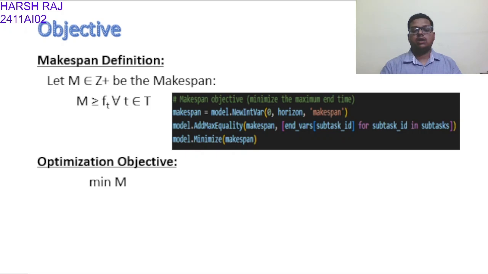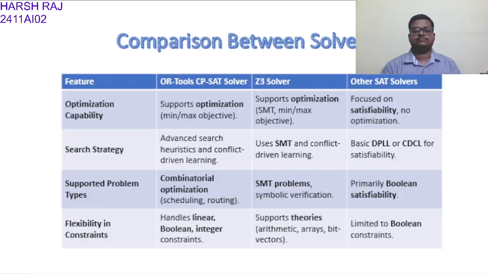Now to define the objective function, we introduce a makespan variable m. This is done by ensuring m is greater than the end time of all tasks. Now for the objective function, we minimize m alongside all constraints to get the minimum time of a valid schedule.